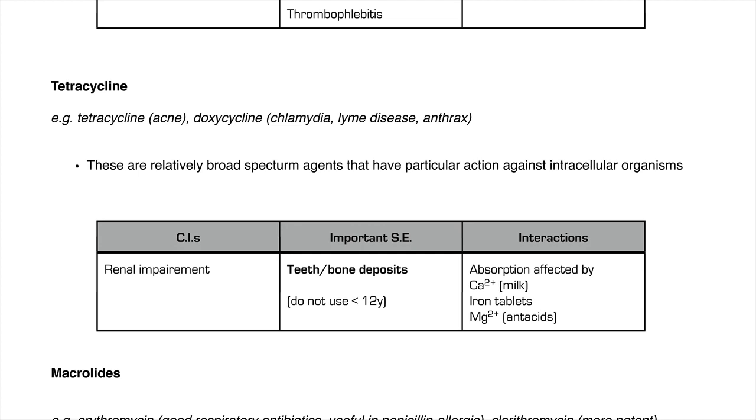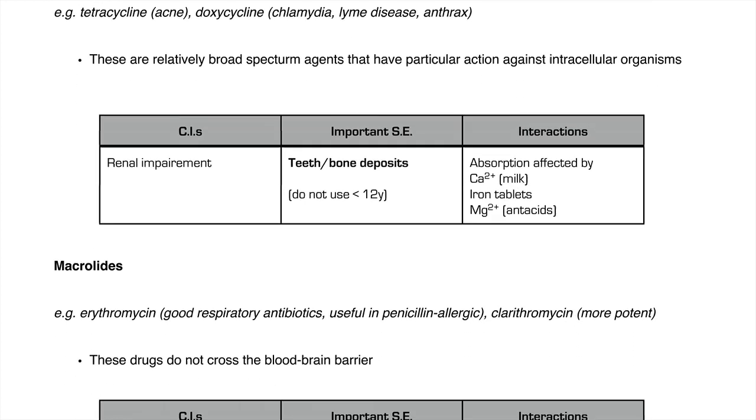An important interaction with these drugs is with anything containing calcium, so particularly milk can adversely affect the absorption, iron tablets, and also magnesium that's commonly found in antacids. In terms of contraindications, and this is really a relative contraindication, you need to be careful giving these drugs in patients who have renal impairment.